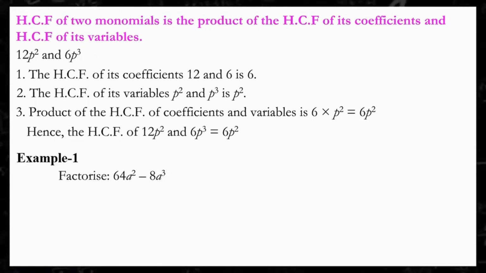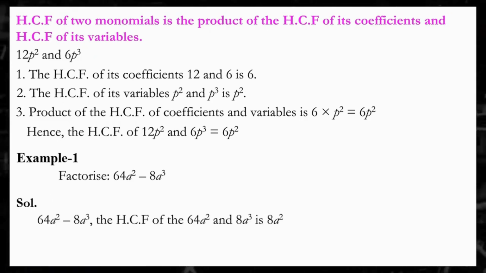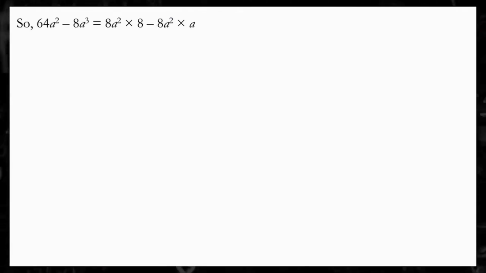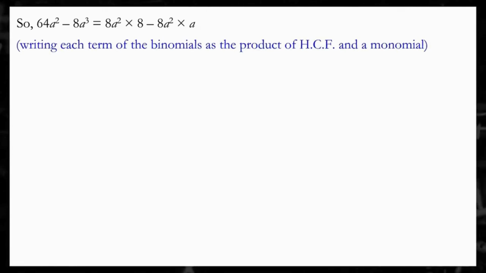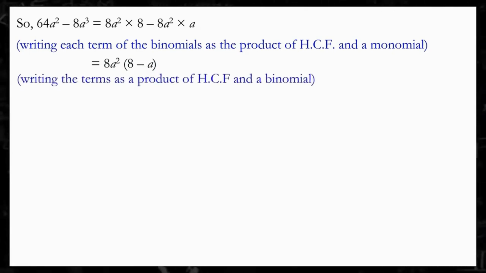Example 1. Factorize 64a square minus 8a cube. Solution: the HCF of 64a square and 8a cube is 8a square. So, 64a square minus 8a cube is equal to 8a square into 8 minus 8a square into a. Writing each term of the binomial as the product of HCF and a monomial, it is equal to 8a square into, in the brackets, 8 minus a. Here we write the expression as the product of HCF and a binomial.